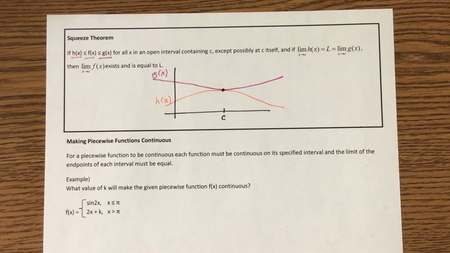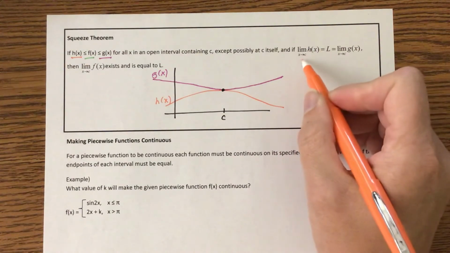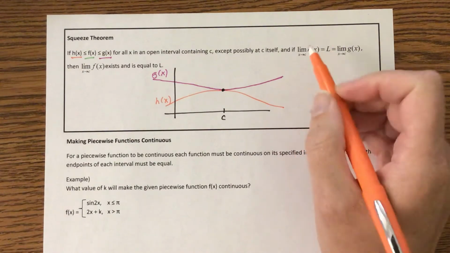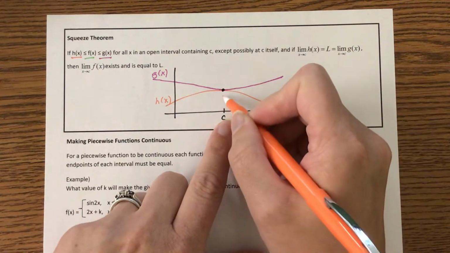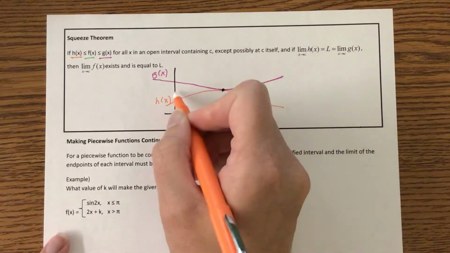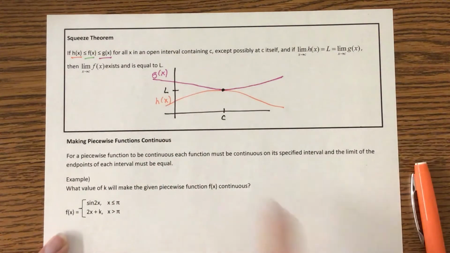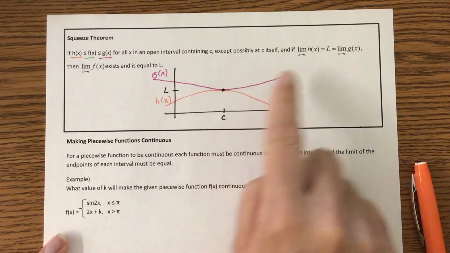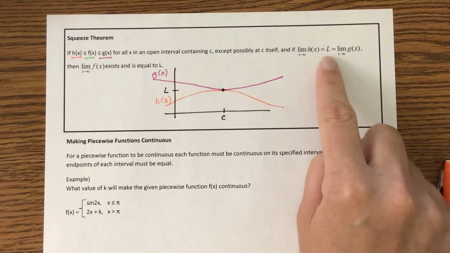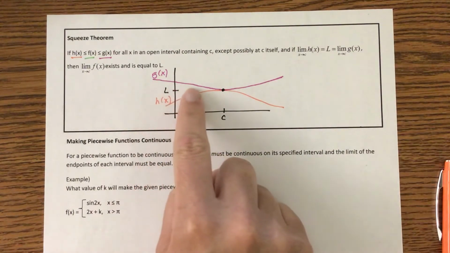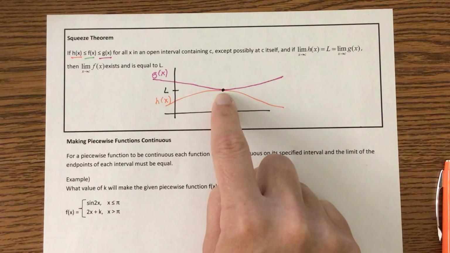So we are told that at some point, x equals c, the limit of h of x as x approaches c equals L. All right, so here's c, which means that this y value is going to be L. Put that here. Right? The left side and the right side have to meet up. We also know from this that the limit of g of x as x approaches c equals L also. So that's why g of x comes down and has that point over here as well. Okay.